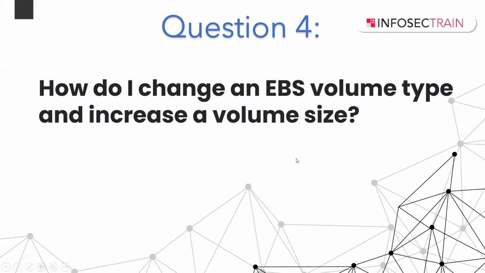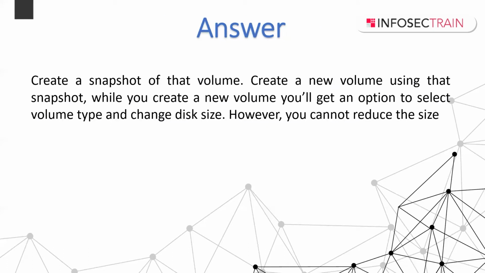How do I change an EBS volume type and increase a volume size? For this, you need to create a snapshot of that volume and create a new volume using that snapshot. While you create a new volume, you will get an option to select the volume type and change the size. However, you cannot reduce the size. You can only increase the size, but you won't be able to reduce it.